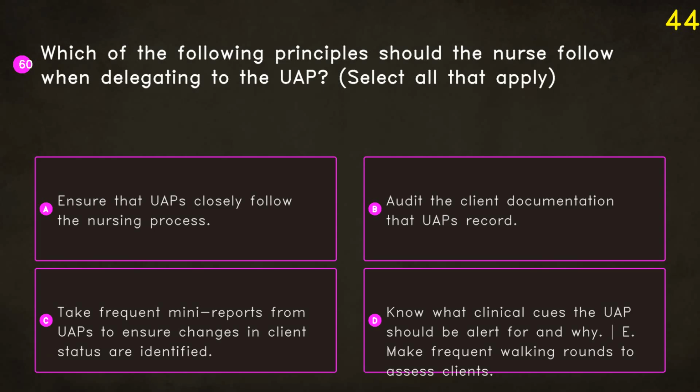Question 60. Which of the following principles should the nurse follow when delegating to the UAP? Select all that apply. A. Ensure that UAPs closely follow the nursing process. B. Audit the client documentation that UAPs record. C. Take frequent mini-reports from UAPs to ensure changes in client status are identified. D. Know what clinical cues the UAP should be alert for and why. E. Make frequent walking rounds to assess clients.